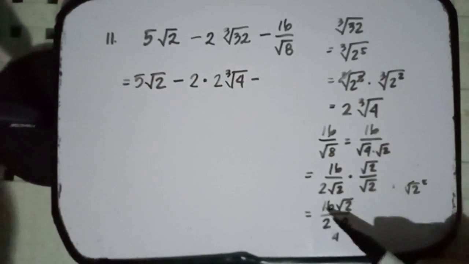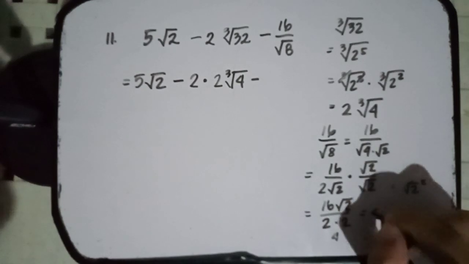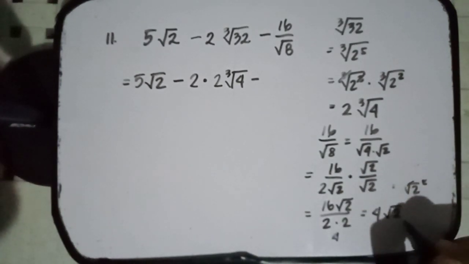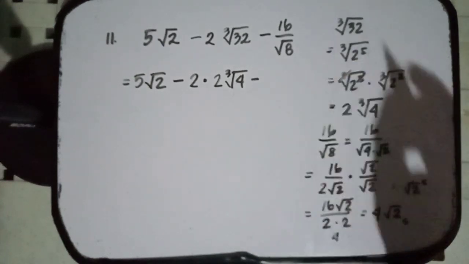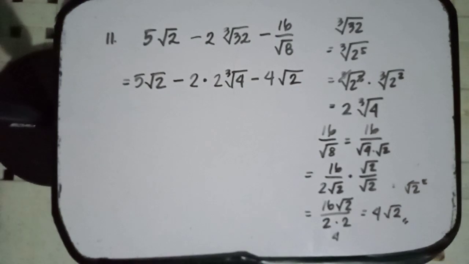Diba? And 16 is divisible by 4. So 16 divided by 4 equals 4. Okay, 4, then square root of 2. So ito na po yung simplified form. Okay, so from this, na-simplify na into this one. So isulat natin yung 4 square root of 2. Alright?